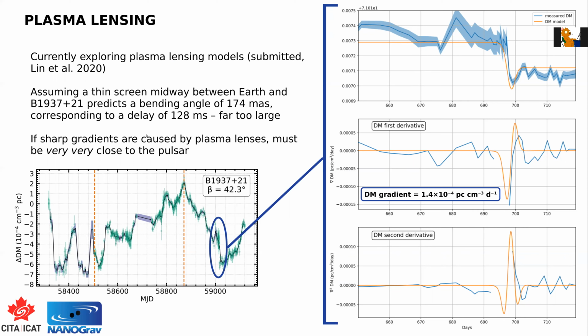So something that we're starting to explore is that, assuming this is due to a plasma lens, it can't be anywhere near halfway towards the pulsar. It has to be extremely close to the pulsar, like basically in the same vicinity as it. So this is kind of early at the moment, but we intend to go through all of 1937's data sets and try modeling some of these DM events as plasma lensing events. This will eventually be expanded to other promising pulsars in the data set.